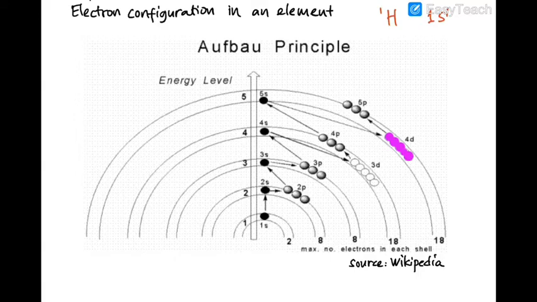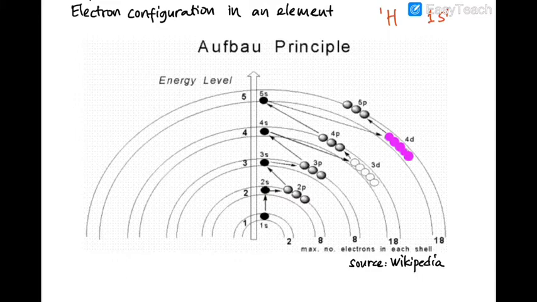Now, the rule of filling in electrons in different orbitals, especially for atoms with multiple electrons, is described in the Aufbau principle. So in this principle, an electron will first fill the lowest energy level and then move up to the higher energy level.